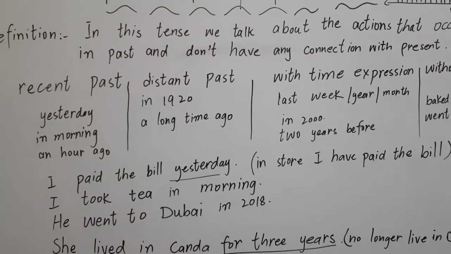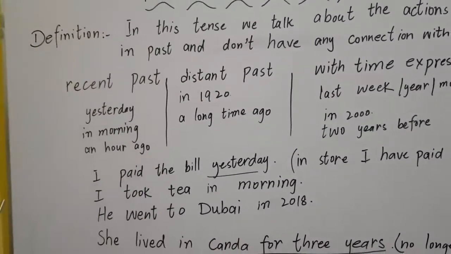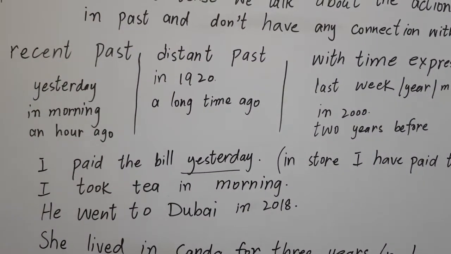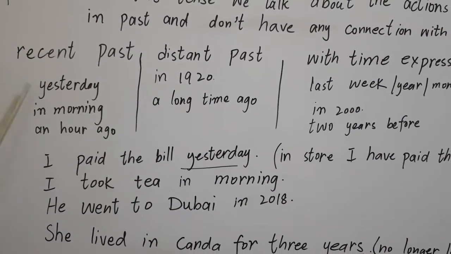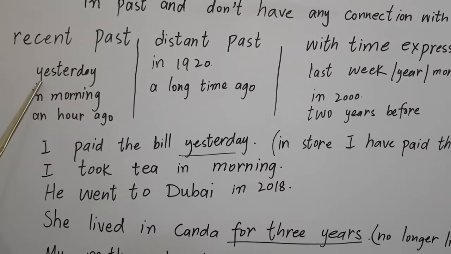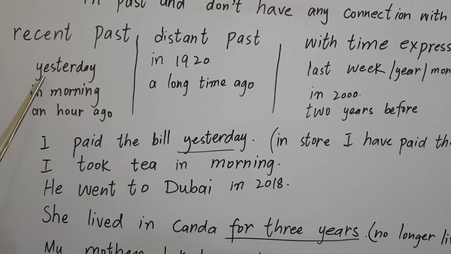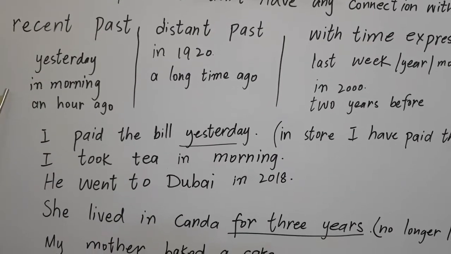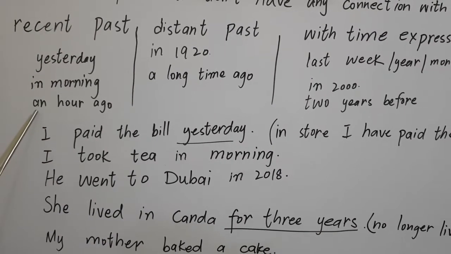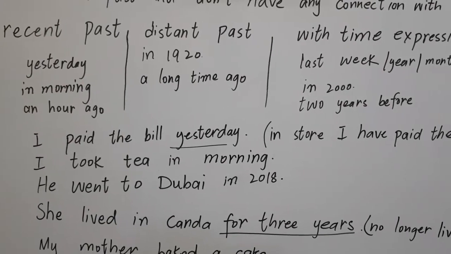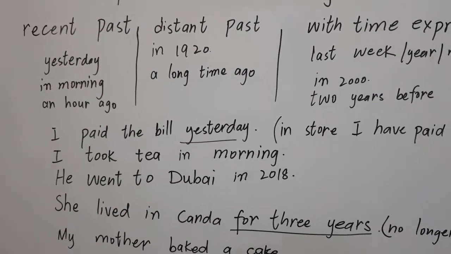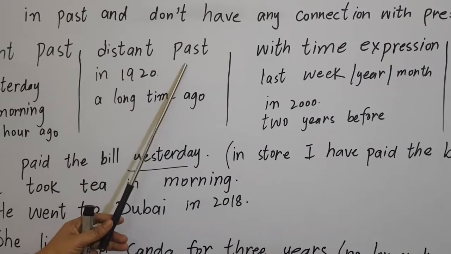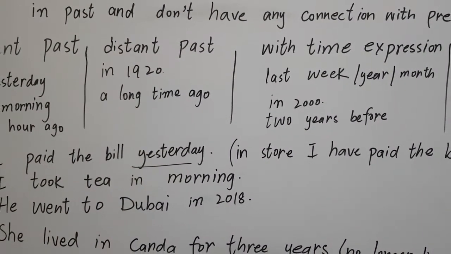In past indefinite tense, we talk about the actions that we did in the recent past, that is, in the near past. Just like: he went to America yesterday, I took tea in the morning, he met me an hour ago. So for recent past we use past indefinite tense, and for distant past as well we use past indefinite tense.